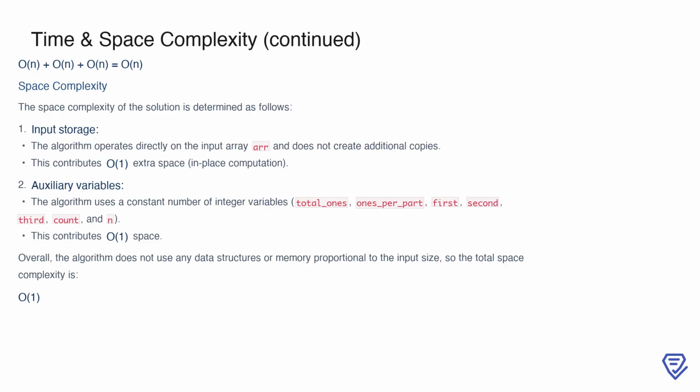Now, moving to the space complexity, the algorithm is designed to work in place without creating additional copies of the input array. This means only O(1) extra space is used for storage. Additionally, a fixed number of auxiliary variables, such as integers for counting and indexing, contribute to a constant space requirement. Since no data structures or memory proportional to the input size are utilized, the overall space complexity is O(1). This makes the solution both time efficient and memory efficient.